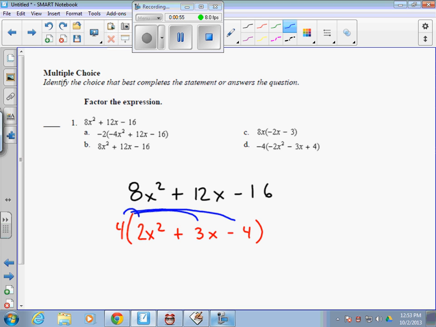But if you notice on that one, by changing all the signs, negative 4 times negative 2x squared will give you 8x squared. Negative 4 times negative 3x is plus 12x, and negative 4 times positive 4 is minus 16. So D is the correct answer for number 1.